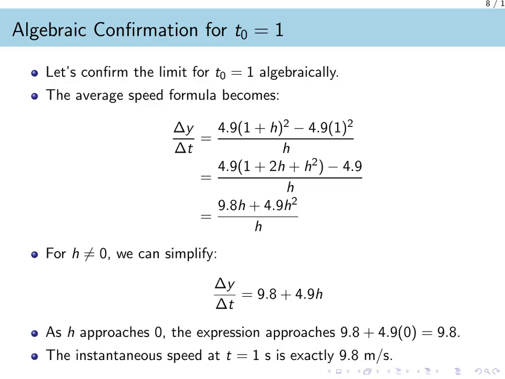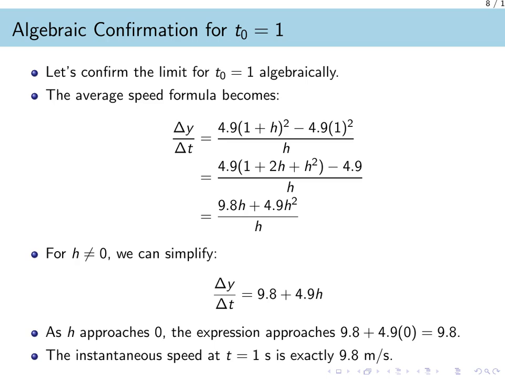While the table of values gave us a strong hint, we can use algebra to find the exact instantaneous speed at 1 second. We begin with the average speed formula. Substituting t0 equals 1. After expanding the squared term in the numerator, the expression simplifies to 9.8h plus 4.9h squared, all divided by h.